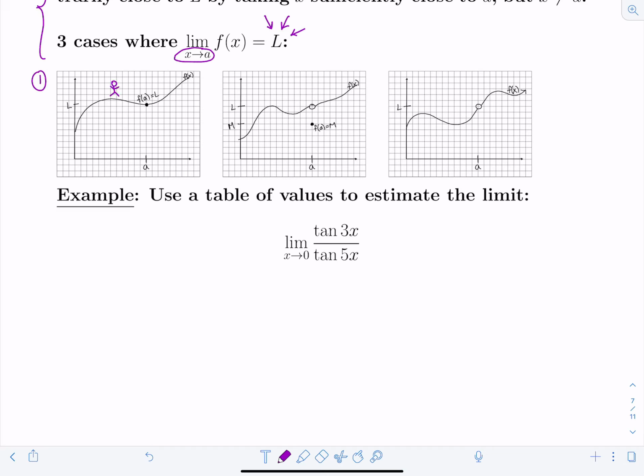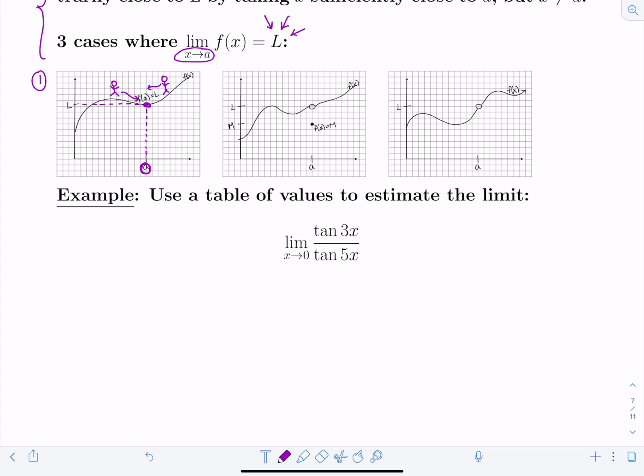And in this case, this person's approaching the x value a. If they're walking on the graph, the limit is the y value that they're approaching. Well, in this case, the y value that they're approaching is L. And you have to check, we're going to get into this, from either side, right? Who's to say which way the person's walking towards a? And in case 1 here, the function value, f of a, is also equal to what the limit is.